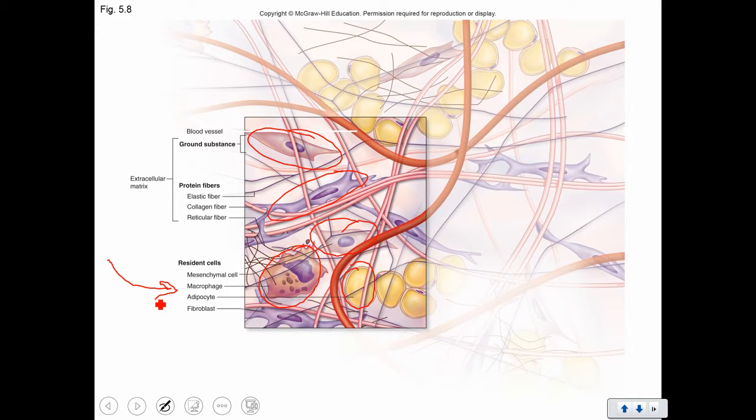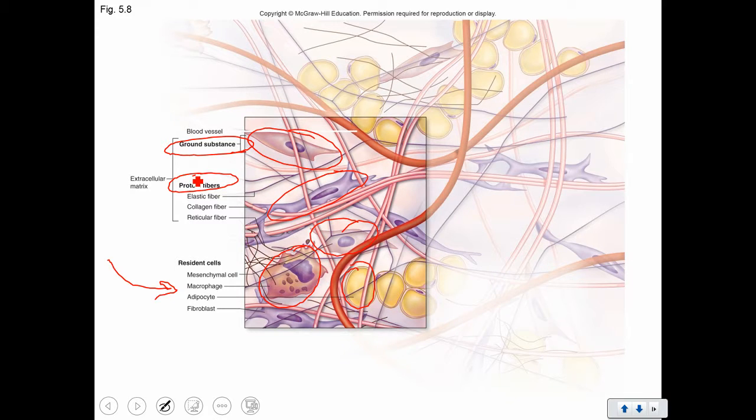But let's talk about this matrix. What is this matrix made up of? Well, a matrix is made up of what we call ground substance and protein fibers. So let's talk about the fibers first, because that's a little bit easier. In a connective tissue, there are three different types of fibers that you can see. You're either going to see an elastic fiber, a collagen fiber, or a reticular fiber.